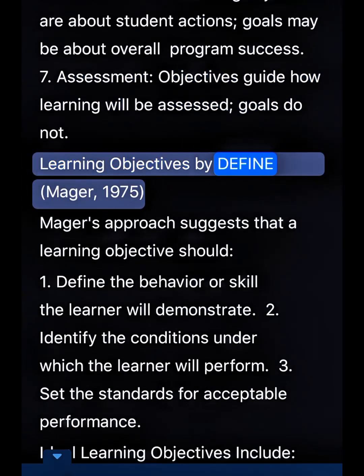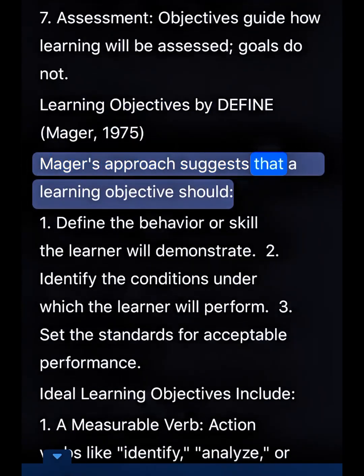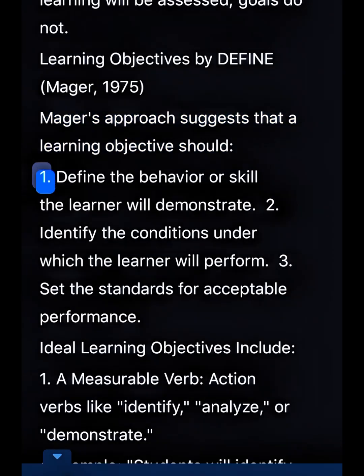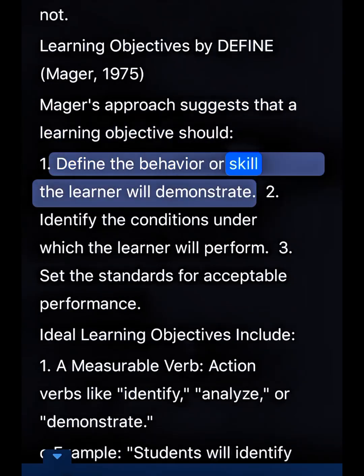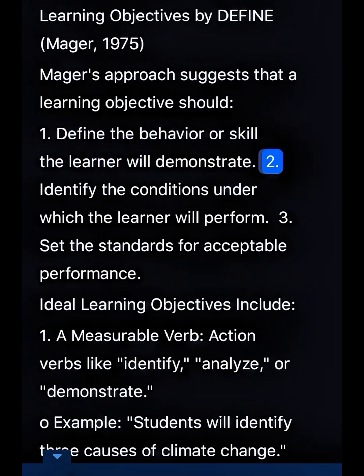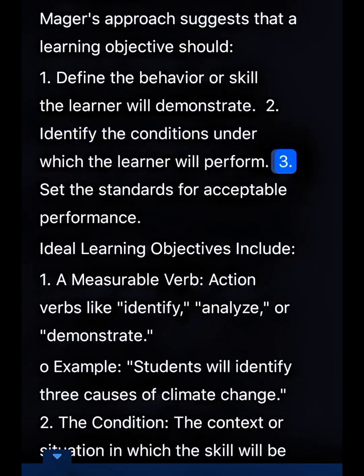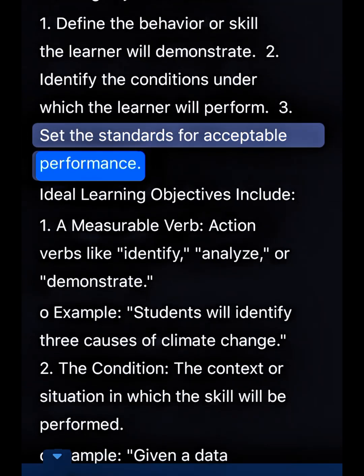Learning objectives by Mager, 1975. Mager's approach suggests that a learning objective should: 1. Define the behavior or skill the learner will demonstrate. 2. Identify the conditions under which the learner will perform. 3. Set the standards for acceptable performance.